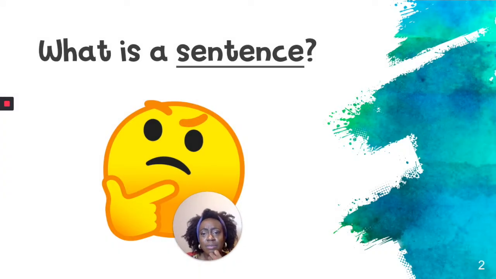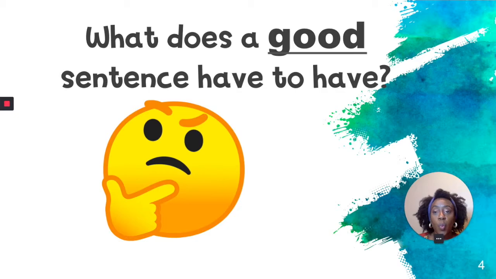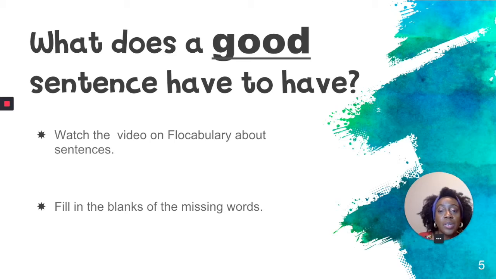All right. So I want you to think about this question. What is a sentence? A sentence is a set of words that expresses a complete thought, typically containing a subject and predicate and conveying a statement, question, exclamation, or command. Now I want you to think about, what does a good sentence have to have? If you want to pause, you can here and just think about it and then come back. You can jot your answers down on a sheet of paper if you want.